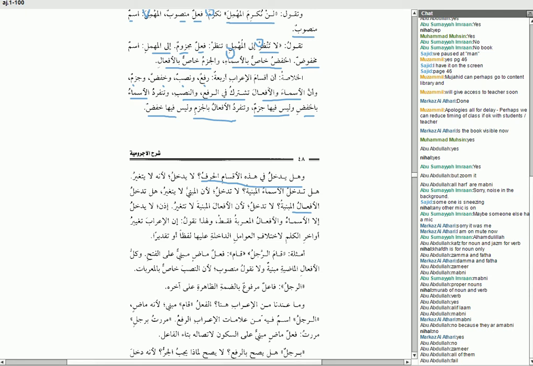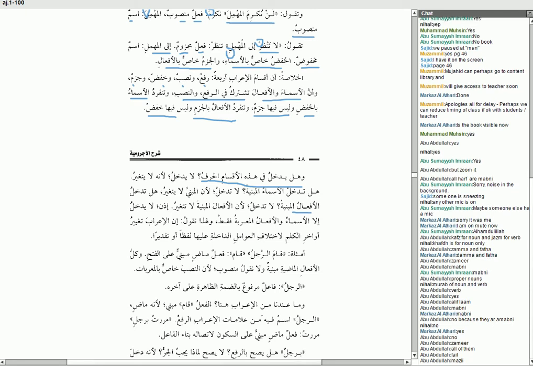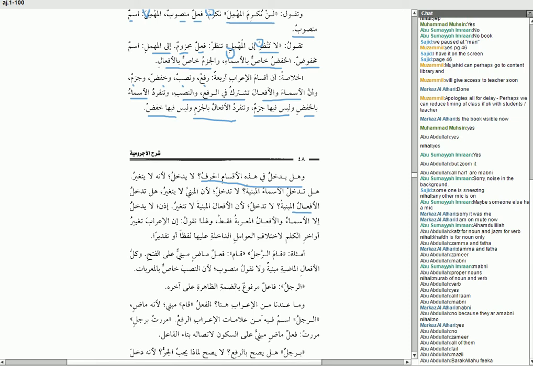Now, all the af'al al-madiyah. Fi'l madi is always mabni, Abu Abdullah, always mabni, okay? So the Shaykh says over here, هل تدخل الأفعال المبنية? Do the mabni verbs come into our discussion over here? Obviously not, because المبني لا يتغير. نعم. لأن الأفعال المبنية لا تتغير.